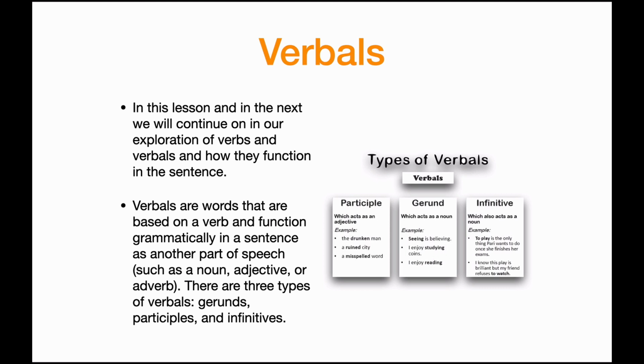Verbals. In this lesson and in the next we will continue on in our exploration of verbs and verbals and how they function in the sentence. Verbals are words that are based on a verb and function grammatically in a sentence as another part of speech, such as a noun, adjective, or adverb. There are three types of verbals: gerunds, participles, and infinitives.